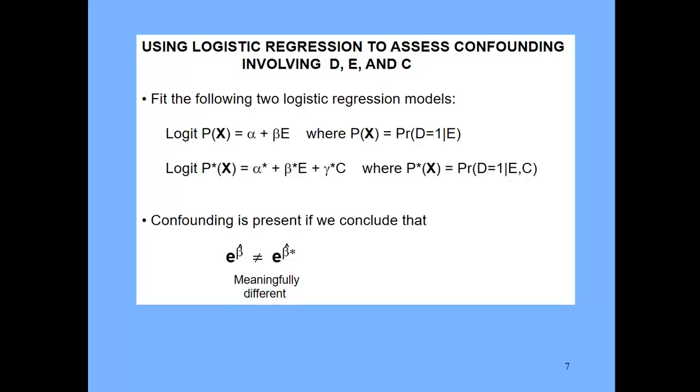If you're doing modeling, you could do it using stratified analysis. Using logistic regression, you'd fit two models. You see the two models I've written here? One model has C in it with E, and the other model drops C. And what did I say? Confounding is present if we conclude that e to the beta, which is the odds ratio for the effect of exposure, depending on whether C is in the model or not, is meaningfully different, more than 10% different in some sense. That's what you would do. That's not a statistical test.